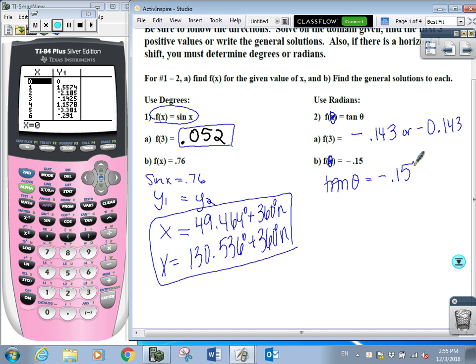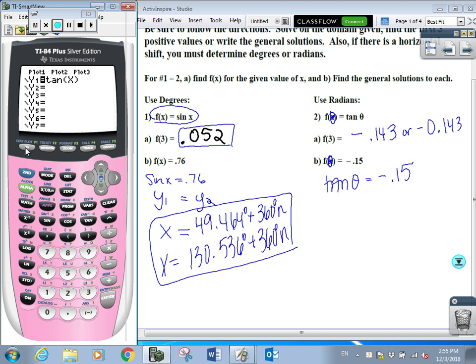All right, so y equals, we already have tan x in there, so we want to put in negative 0.15 and graph it. Now, if your graph doesn't look like this, that means you just didn't clear it out. It's in whatever mode it was in from the previous problem, which is fine. Now, if you know what you're doing and you know that negative 0.15 is a line very, very close to 0, you just find your point of intersection and go from there.